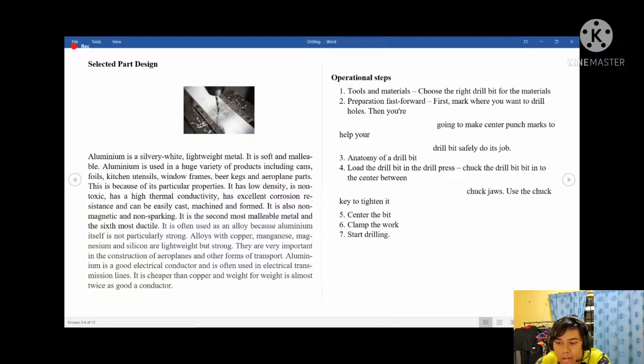The third step is the anatomy of a drill bit. Then load the drill bit in the drill press. You need to chuck the drill bit into the center between the chuck jaws and use the chuck key to tighten it. Fifth, center the bit, sixth, clamp the work, and you can start drilling.